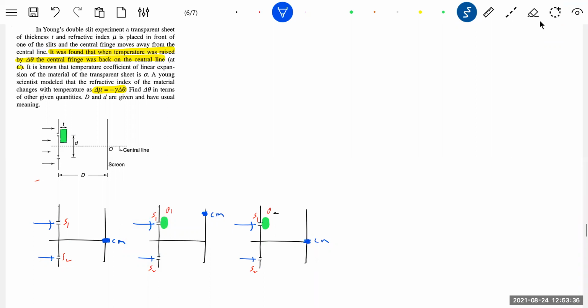Here if it is T, then it becomes T plus delta T. Here you write thickness T1. The thickness of the slab is here T1. This will be T2. Why? Because the temperature got increased here. Now, what is our general method? Some point here, point P, we will write its equation.